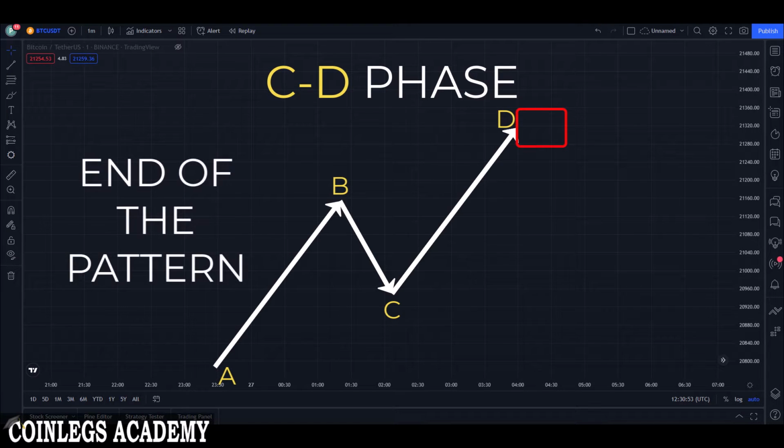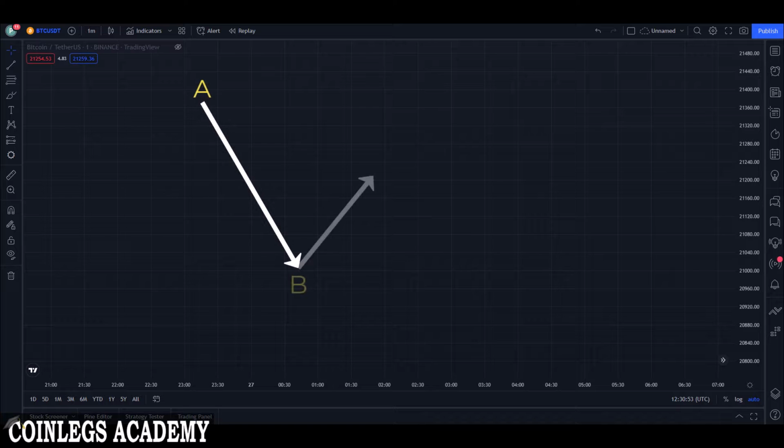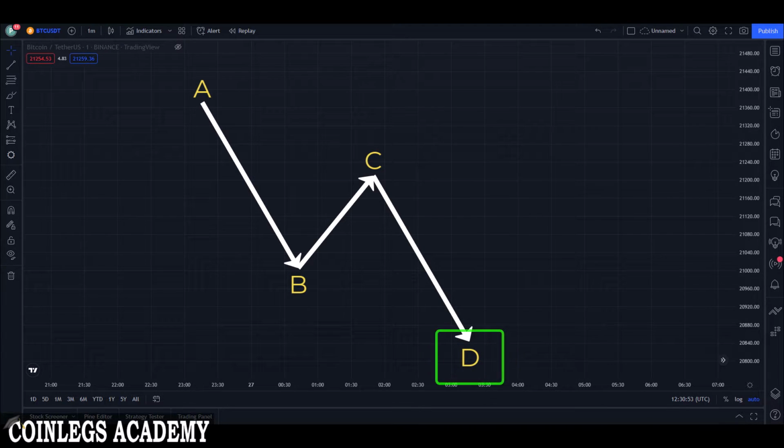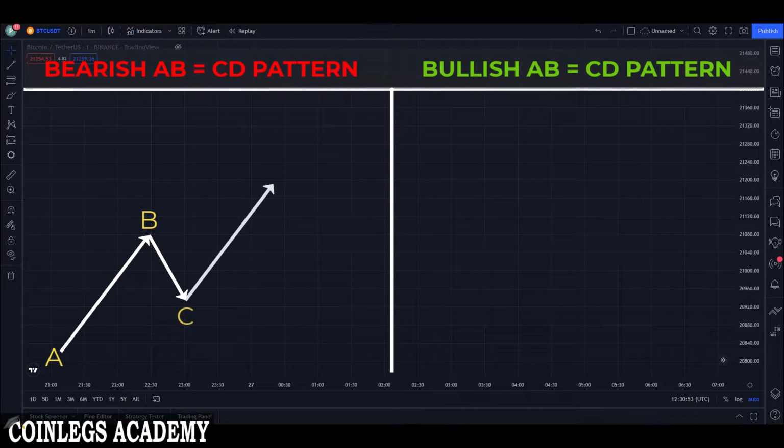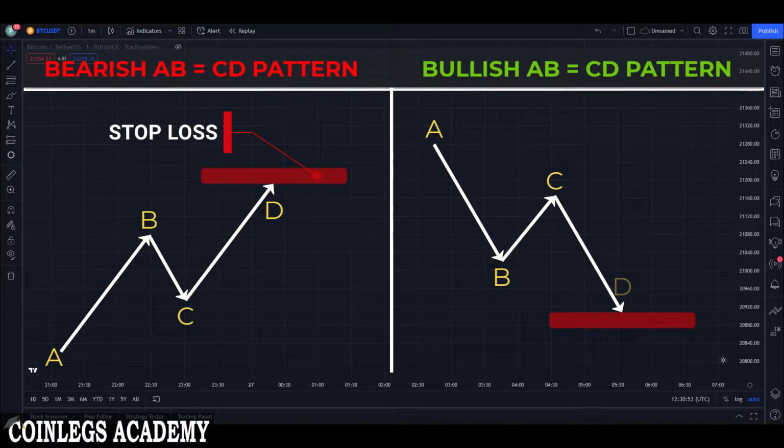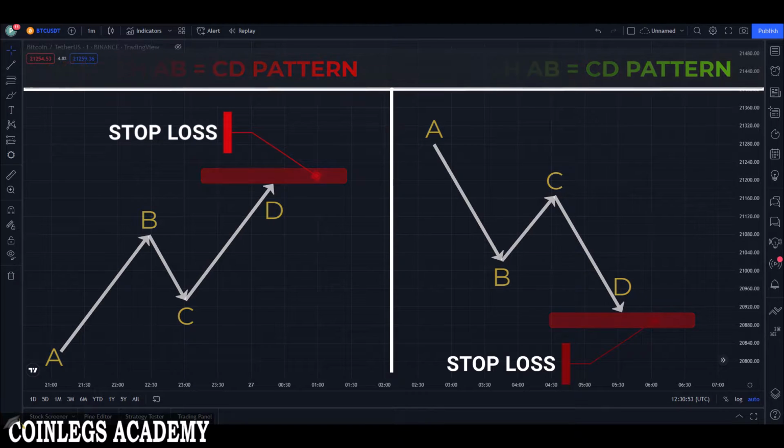Point D is the end of the pattern. You can sell at point D or just before, where the pattern ends. In the downtrend, it has the same rules, but this time, when we reach point D, you can take a long position. You can set your stop loss slightly above the D point if you have a bearish ABCD pattern, and slightly below the D point if you have a bullish ABCD pattern.